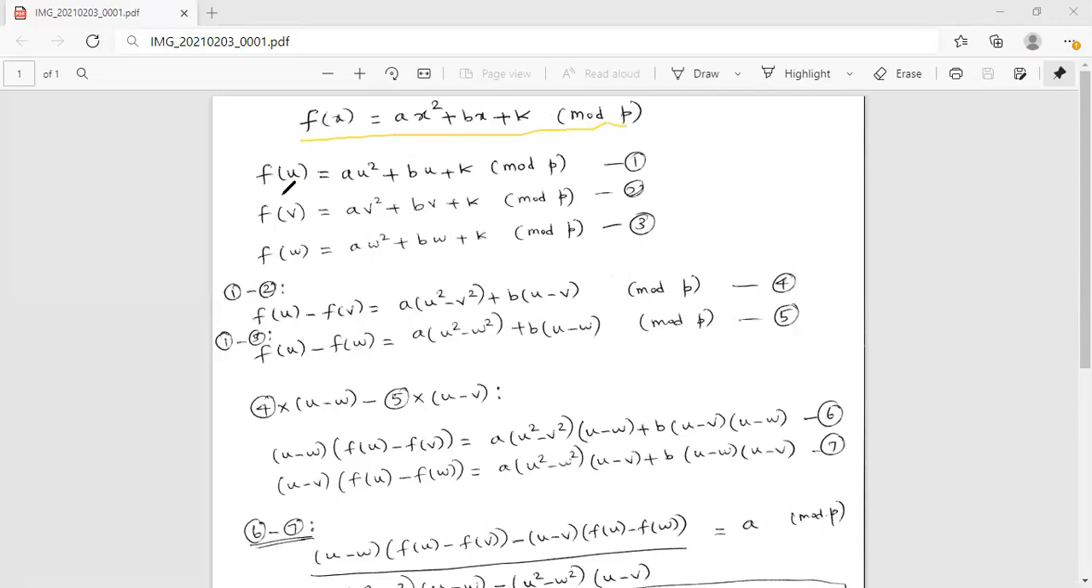Let's assume we learned the values at 3 points. I call them u, v, and w. Suppose you learned f of u, f of v, and f of w. And I'll now explain how to reconstruct a, b, k from the values at u, v, w.